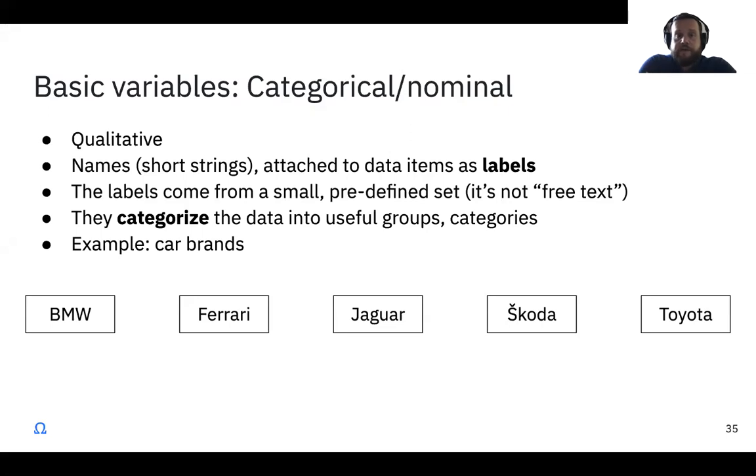An example of a categorical variable, if you have a data set of cars, is the car brand. So here you have examples of car brands. The relationship between those values is that BMW is different than Ferrari, both are different from Jaguar, and so forth. That's the only relationship that you can have: what category the item, the data instance, falls in.